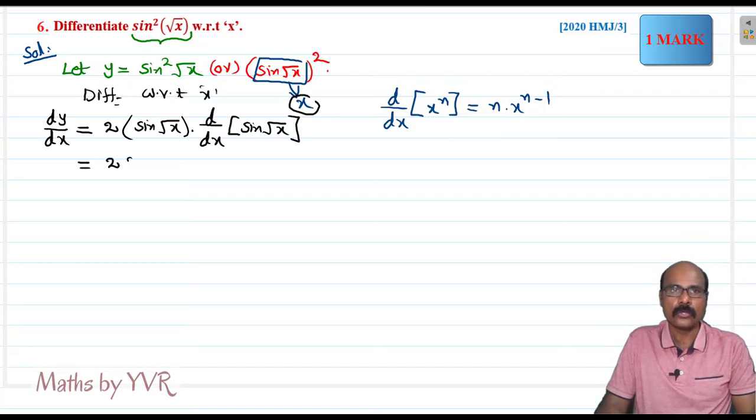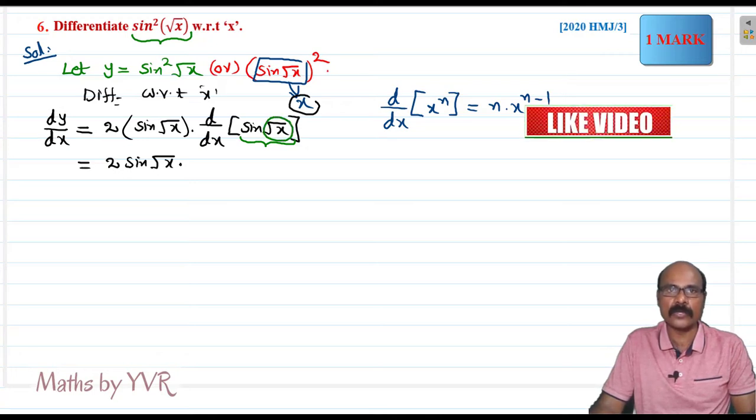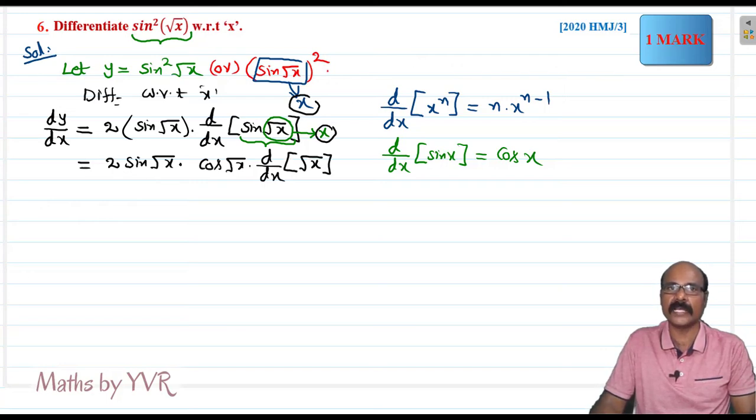That is equal to 2 sine of root x into, how can we find the derivative of sine of root x? Here the angle of the sine ratio is root x. So if we consider root x alone as x, then this is in the sine x form. What is the derivative of sine x? The derivative of sine x is cos x. Then what do we get here? Cos of root x into d by dx of root x.